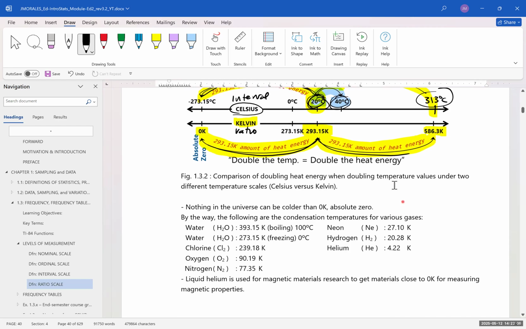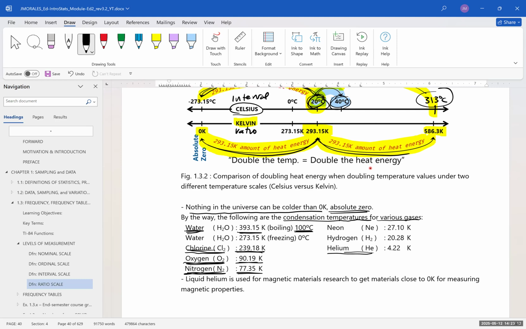As a bit of an aside, trying to introduce a little science education into this statistics lesson: nothing in the universe can be colder than 0 degrees Kelvin. Scientists call that absolute zero. By the way, the following are condensation temperatures for various gases. The condensation temperature is the temperature at which a gas becomes a liquid. The temperature at which water vapor turns into a liquid is 100 degrees centigrade or 393.15 degrees Kelvin. Chlorine gas turns into a liquid at 239.18 degrees Kelvin. Oxygen gas turns into a liquid at 90.19 degrees Kelvin. Liquid nitrogen is 77.35 degrees Kelvin.